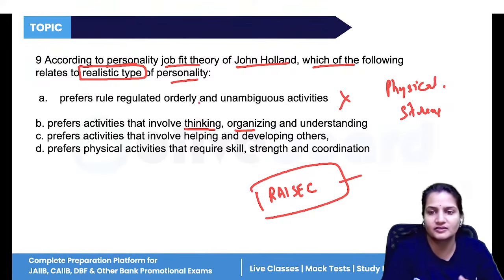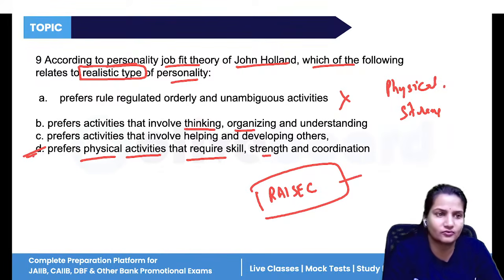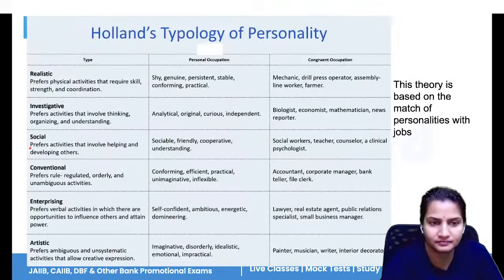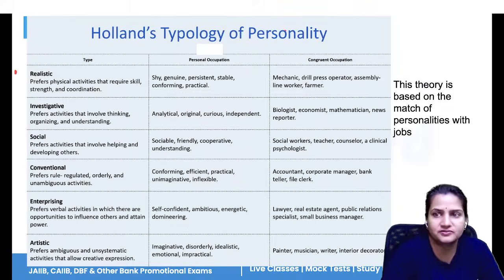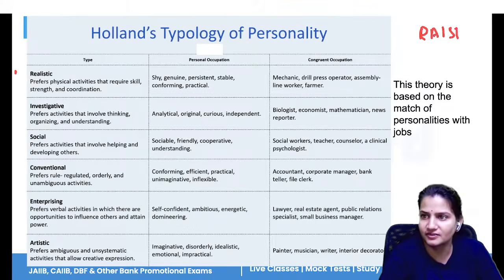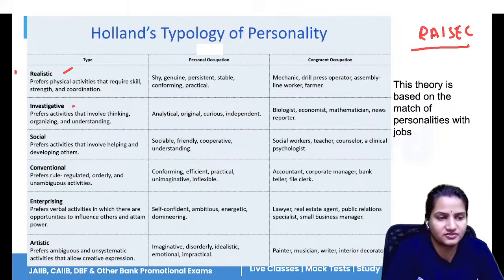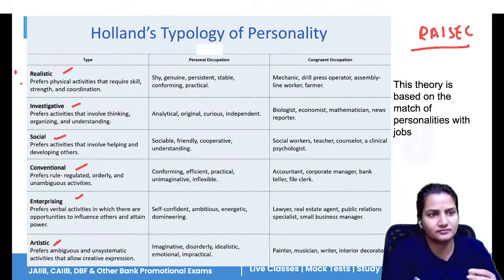So according to your personality, you have to choose your job. It prefers physical activities that require skill, strength, and coordination. So it's option D. These are all the different types: R, I, A, S, E, C. Realistic, investigative, social, conventional, enterprising, and artistic. If you have this type of personality, you are very realistic, meaning you like to do physical activities more. It requires skill and strength. Then you can become a mechanic, drill press operator, assembly line worker, or farmer.